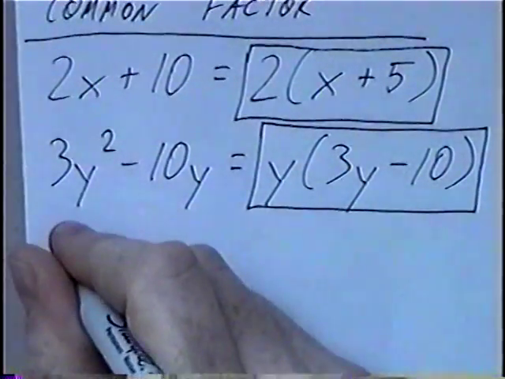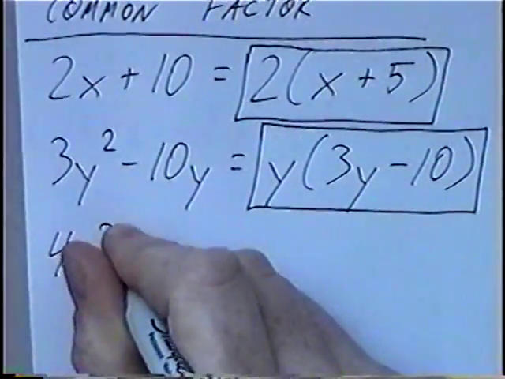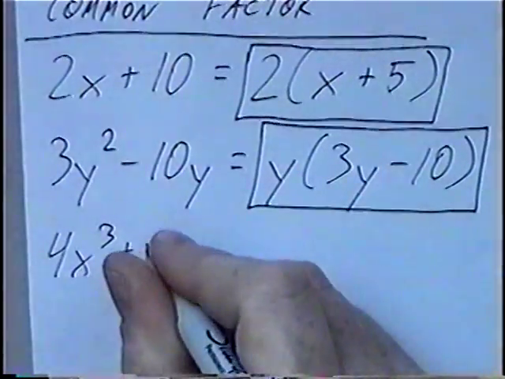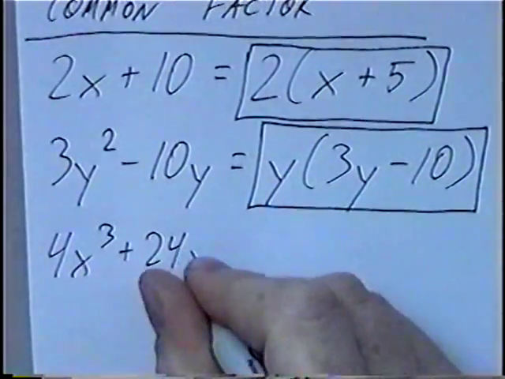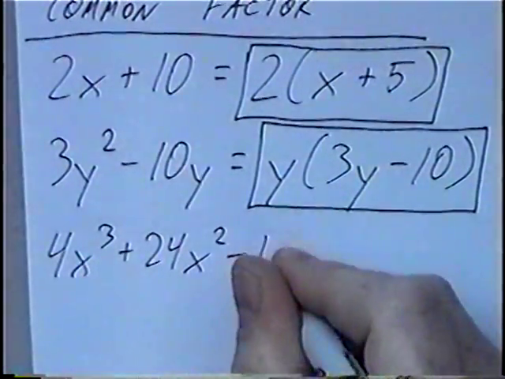Next question, 4x to the third power plus 24x squared minus 12x.